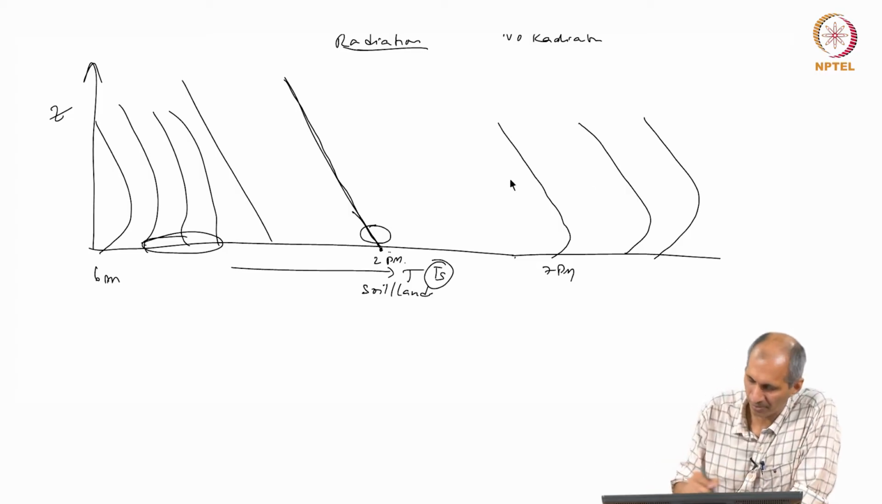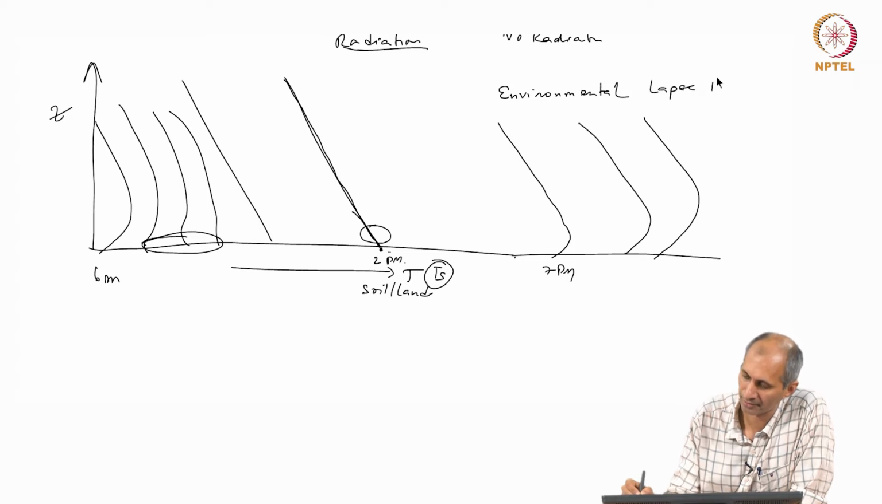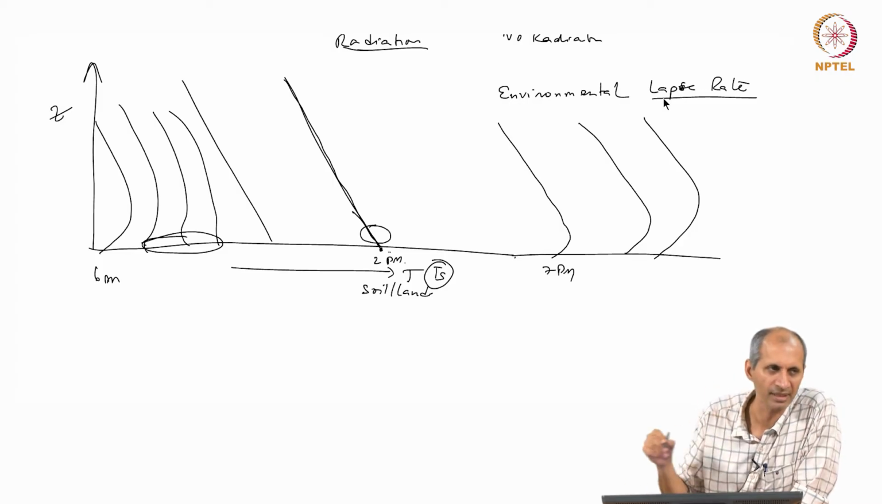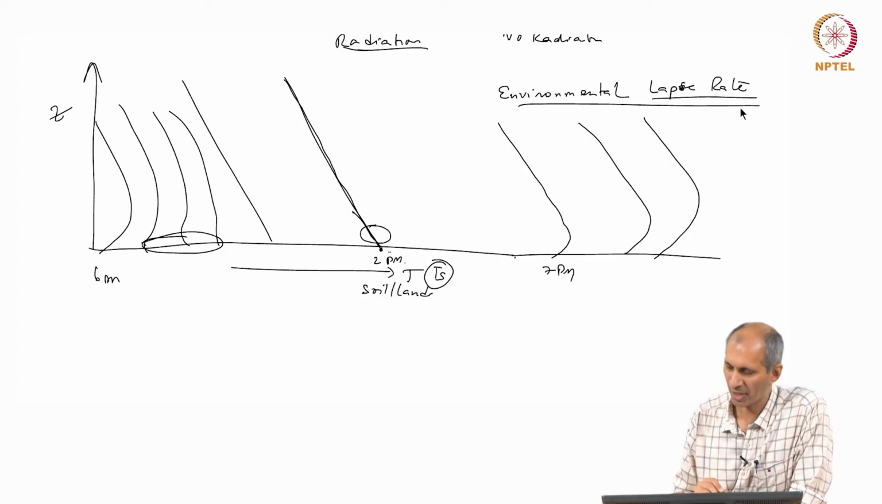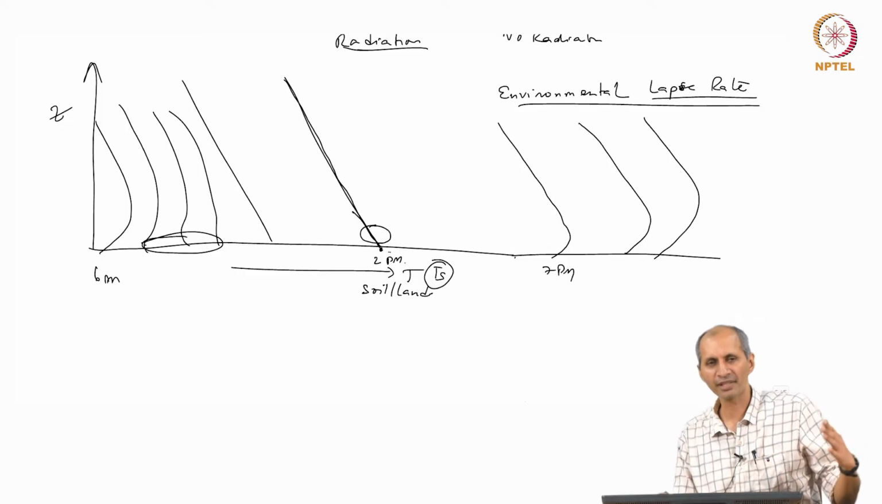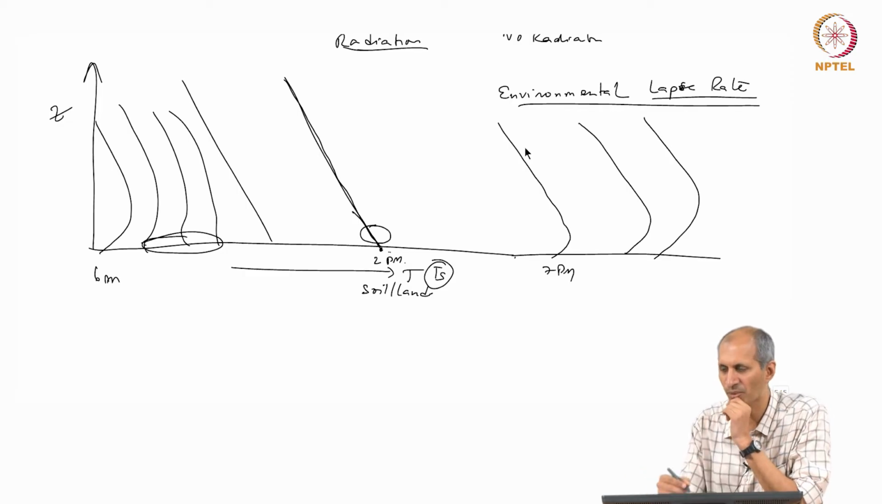So, this profile is what is called an environmental lapse rate. It is called a lapse rate because it is a temperature profile as a function of height. The environmental lapse rate varies from place to place, throughout the day, and season to season.